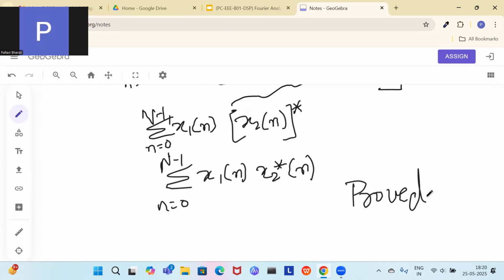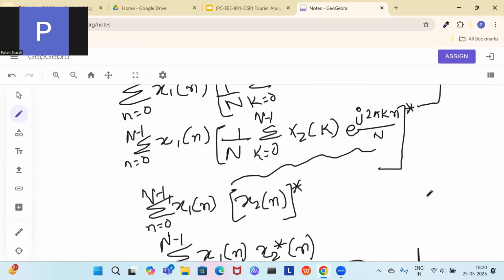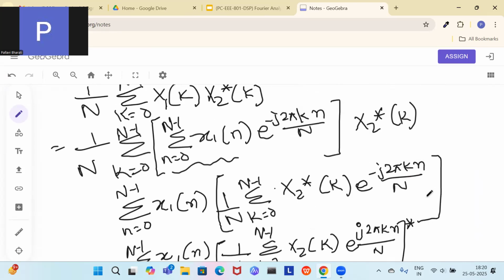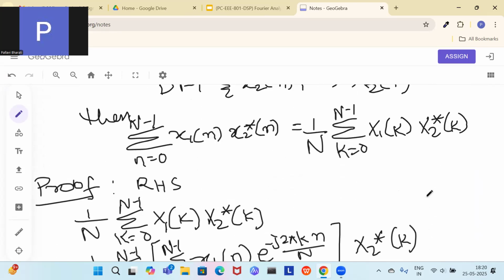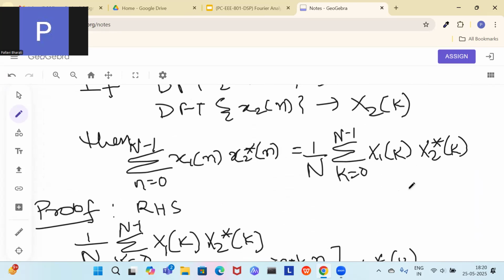So let us see once more the Parseval's relation. It says that if you take the whole summation of x1n into x2 star n, it means the energy content in the time domain is the same as the energy content in the frequency domain. That is the major description of Parseval's relation.